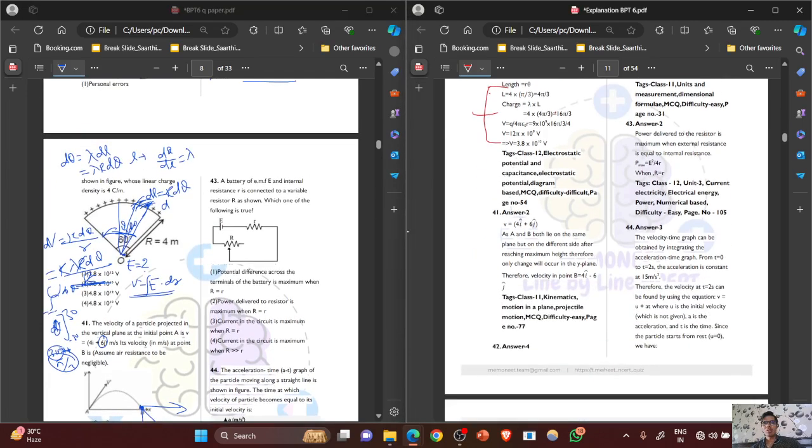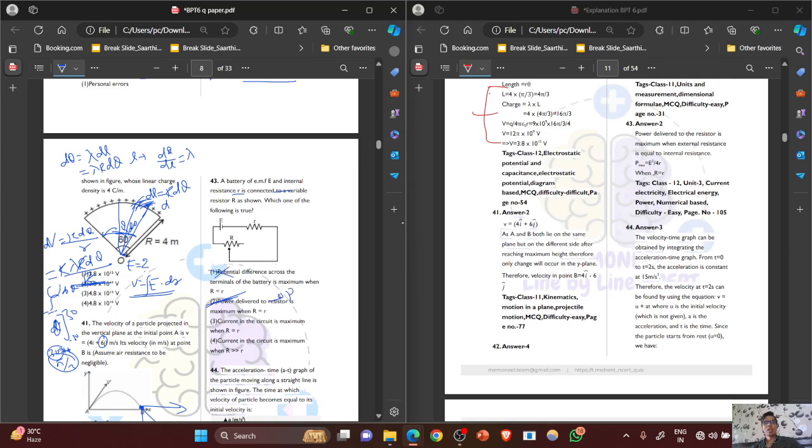The question also gets confusing because the language is not properly written here. The battery EMF and internal resistance are connected. Which of the following is true? Potential difference across the terminal of the battery is maximum, and R is equal to r. Power delivered to the resistance is maximum when R equals r. Potential difference is not; it's a formula.